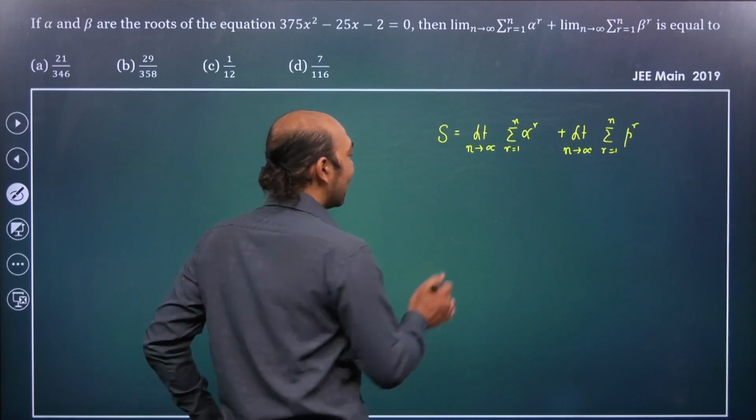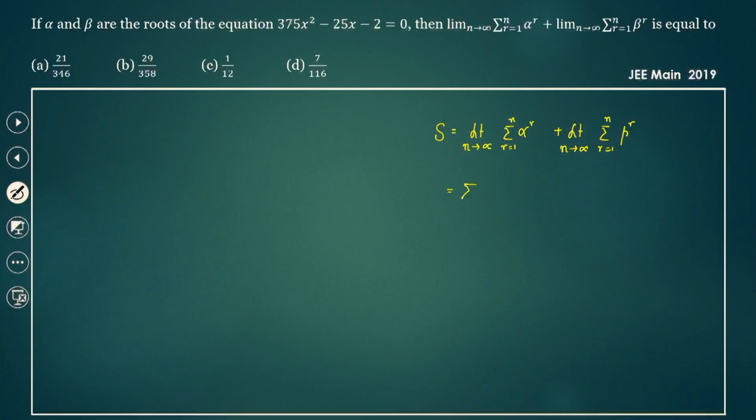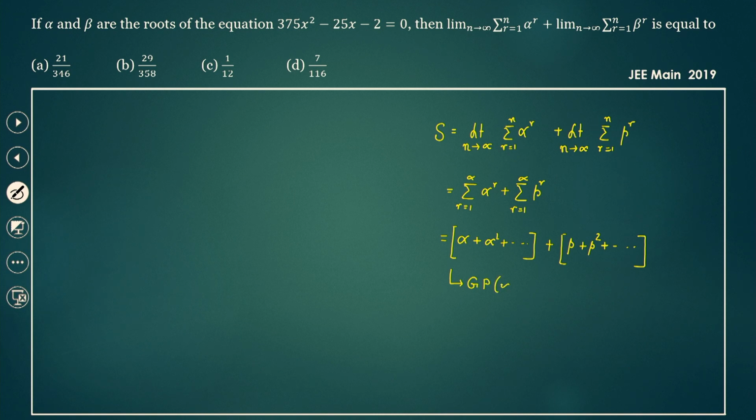So we can say directly that this is equal to summation r equals 1 to infinity alpha to the power r plus summation r equals 1 to infinity beta to the power r. So basically this came as two series: alpha plus alpha square and so on, and obviously for the second case beta plus beta square and so on. Now these two are actually GP series. So this is a GP series with first term alpha and common ratio alpha again.